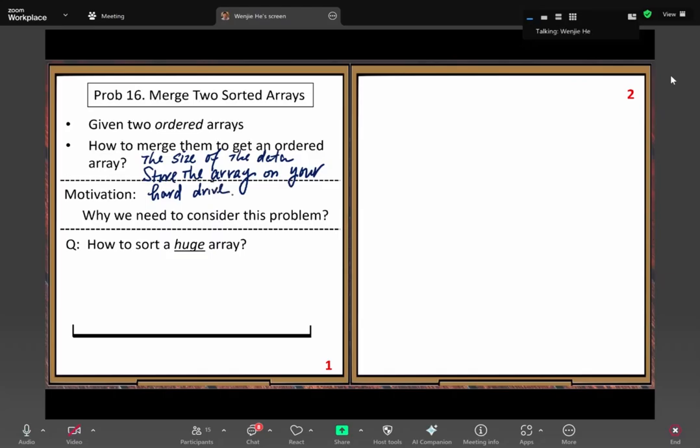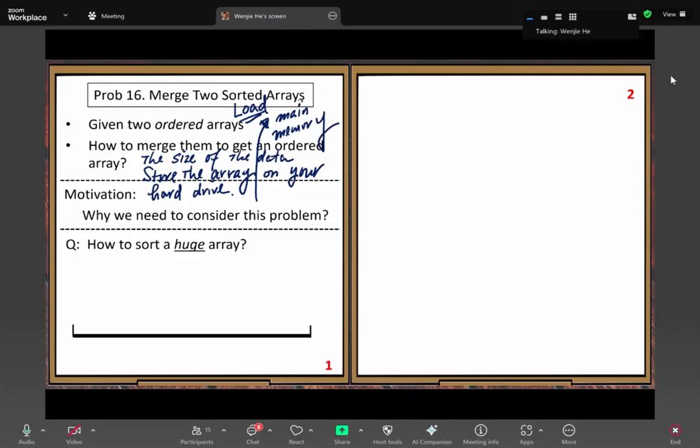Hard drive, okay? So at the beginning, before you do the sorting, the data is stored on the hard drive. Then you need to load the data, right? To do the sorting, you need to load the data into the main memory, right? So there is a loading step. Load data into the main memory.